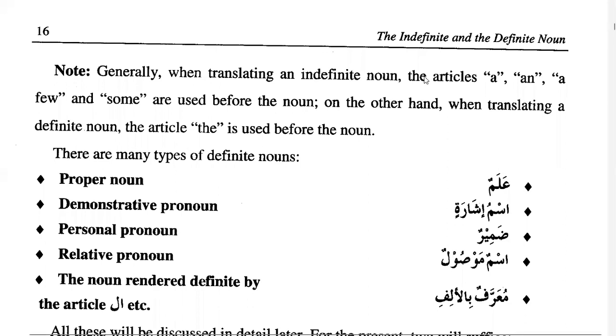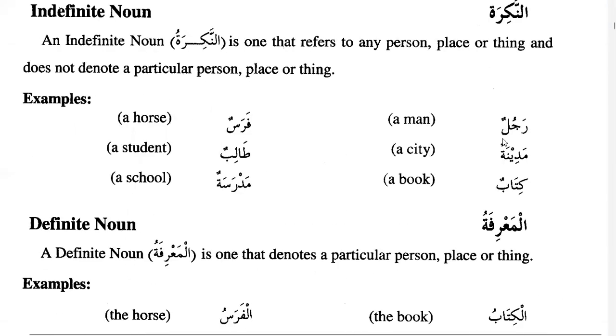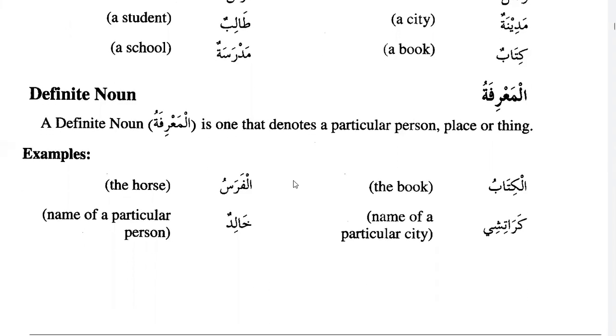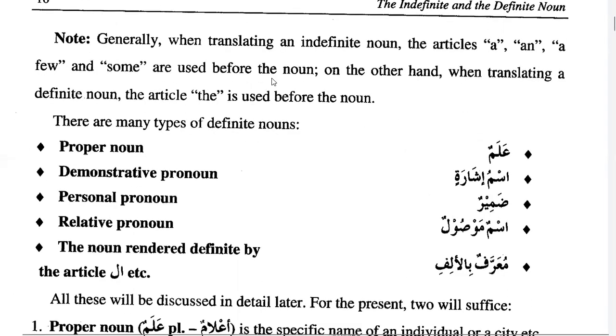So you know that in English we use a or an with indefinite, and we use the article the with definite. The same thing in Arabic, we use tanween with nakira noun. It can be tanween of rafa dhamma, tanween of fata, or tanween of kasra. But in marifa we cannot use tanween. With a marifa noun, you can never use tanween. You will always use a single vowel. The same thing is written here.